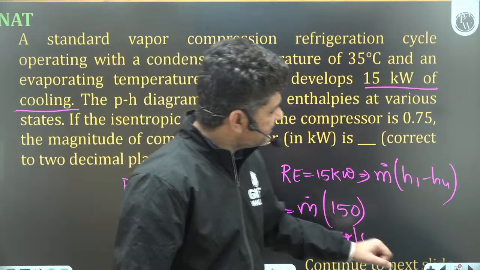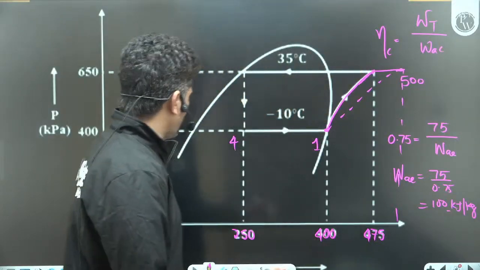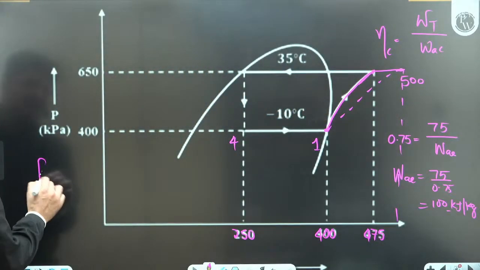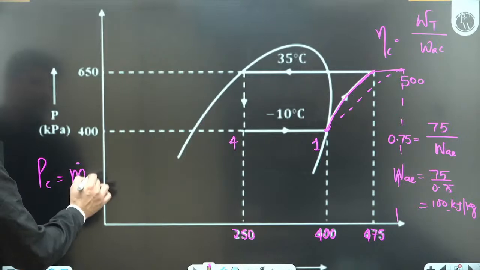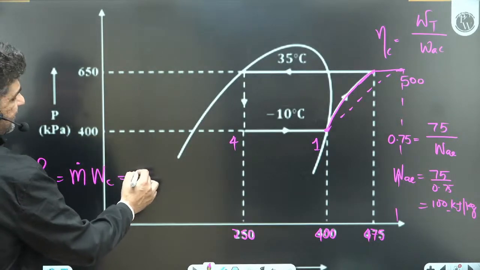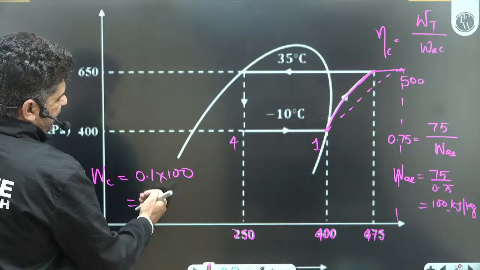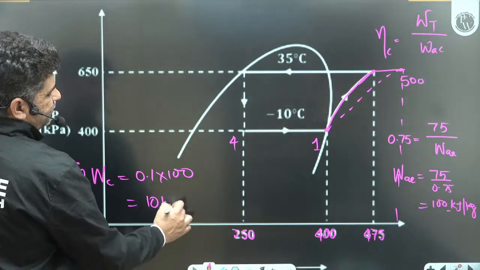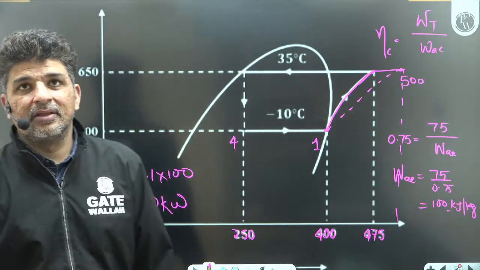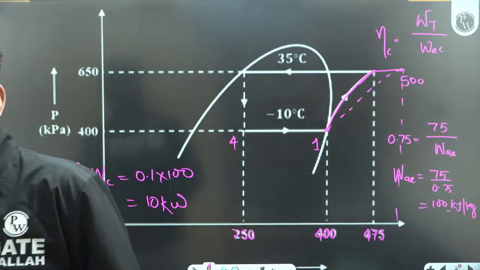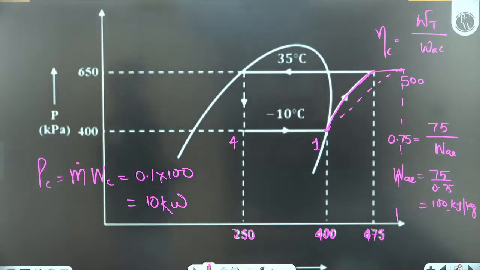When m dot is 0.1 kg per second, now you can calculate power of compressor, which is equal to m dot multiplied by work in compressor, that is 0.1 multiplied by 100, that is 10 kilowatt. Understood? Is it clear? Yes or no? Okay.